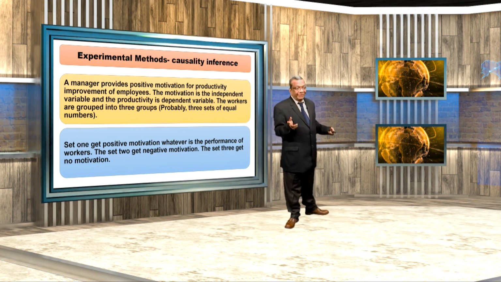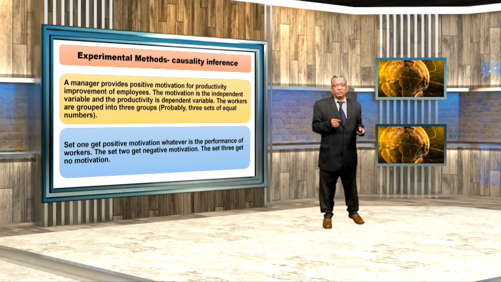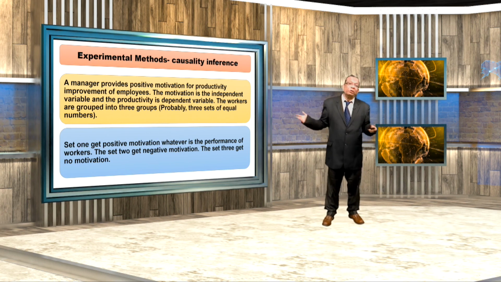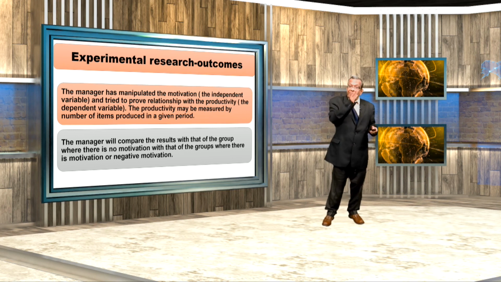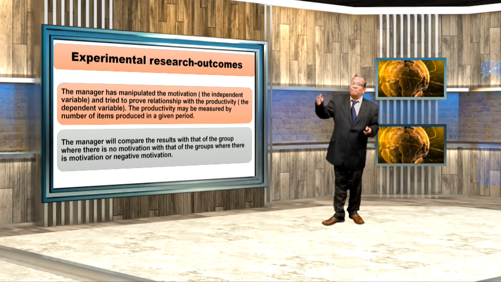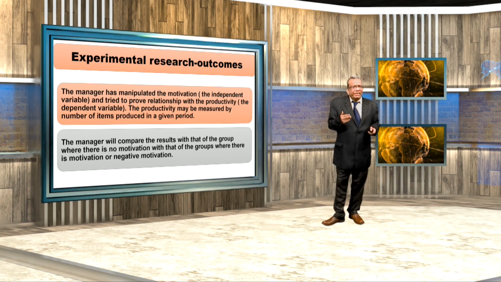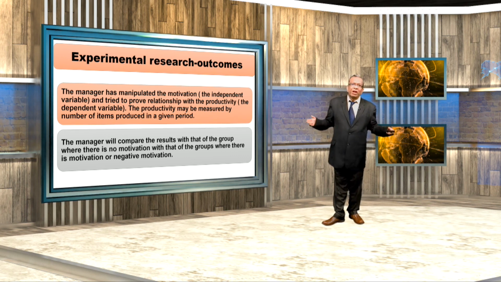On the other hand, if it is not so, there may not be much difference between the three groups. Now, the manager has manipulated the motivation, the independent variable, and tried to prove the relationship with productivity, the dependent variable. The productivity may be measured by the number of items produced in a given time.